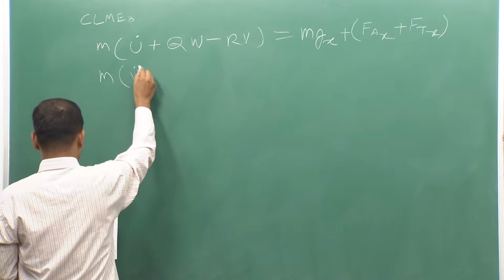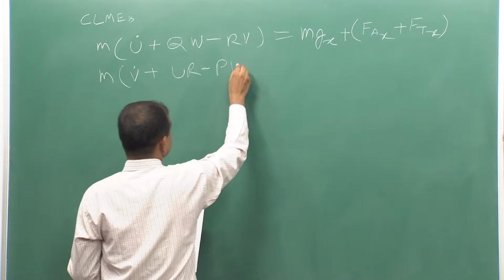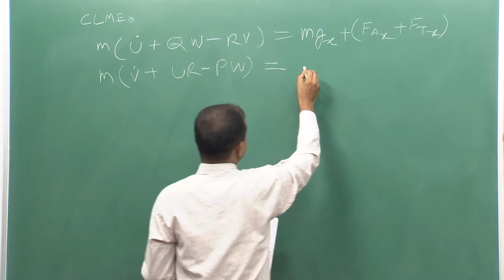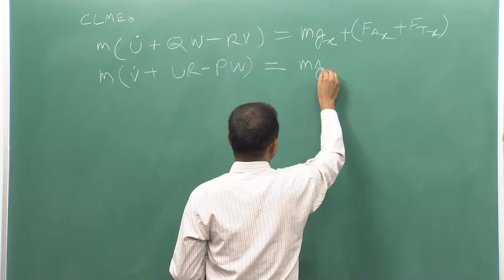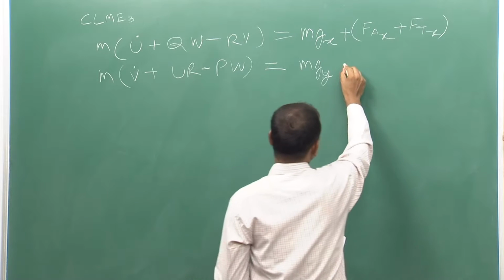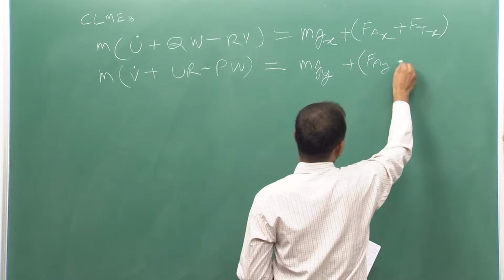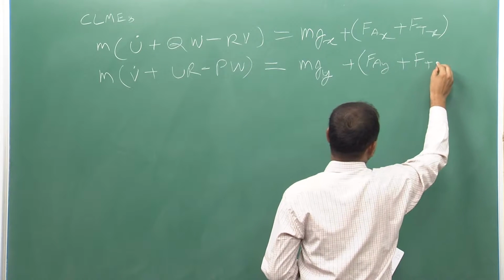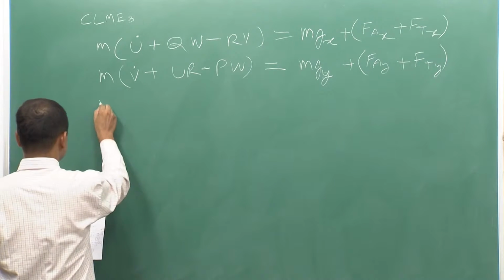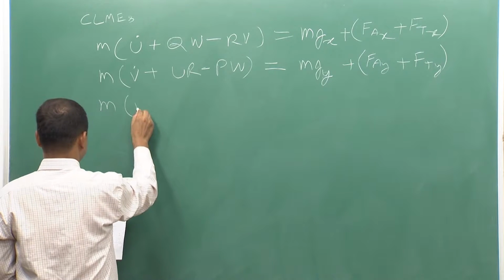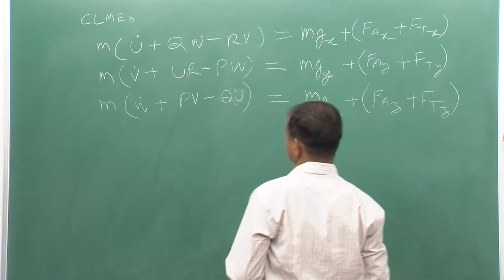The second equation: m v dot plus u r minus p w equals the gravity force in y direction plus aerodynamic force in y direction plus thrust force in y direction. And the third equation, m w dot ... thrust force in z direction.